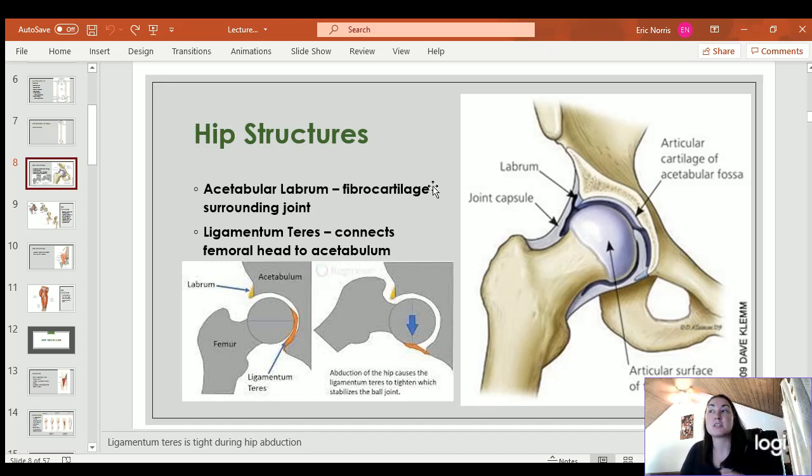But although it is strong, it can still be torn, and sometimes it does, especially in runners or someone who has a repetitive trauma to that area. Then we have ligamentum teres, which connects the femoral head to the acetabulum. It is most tight when you abduct the hip, and it can be torn during a bad break.